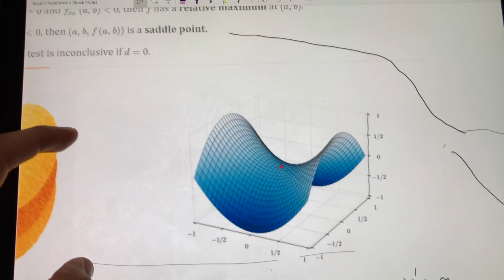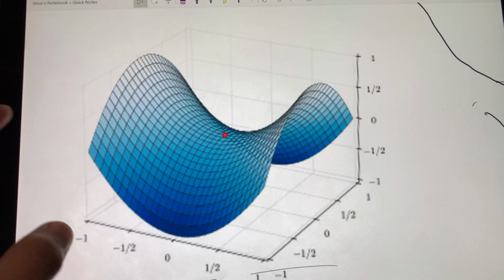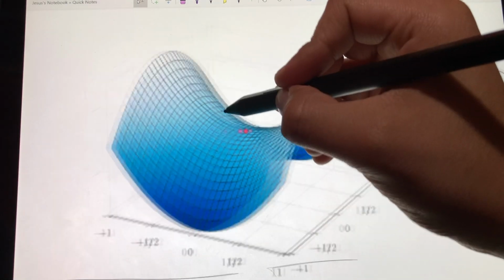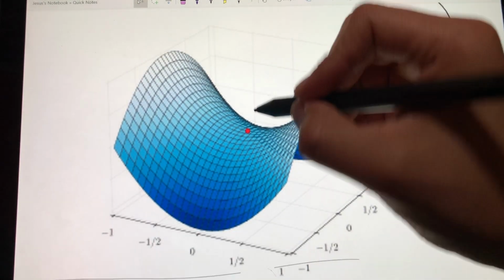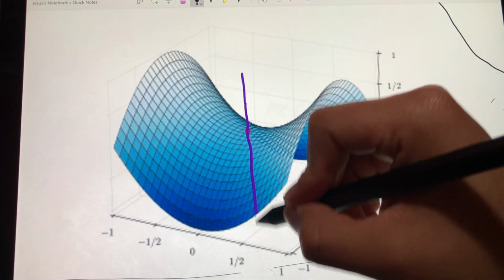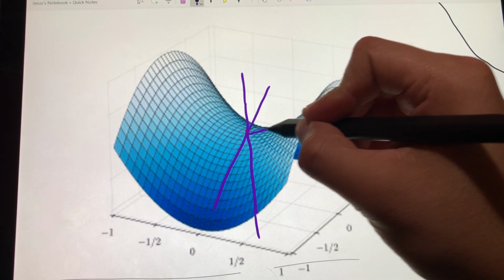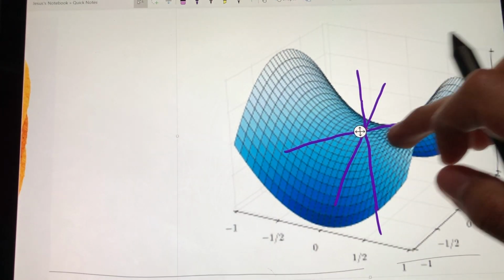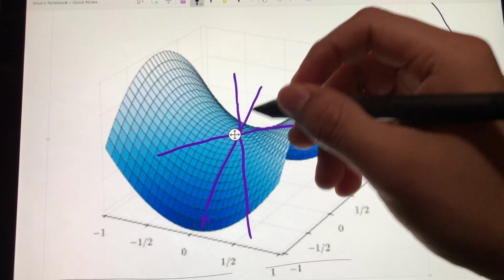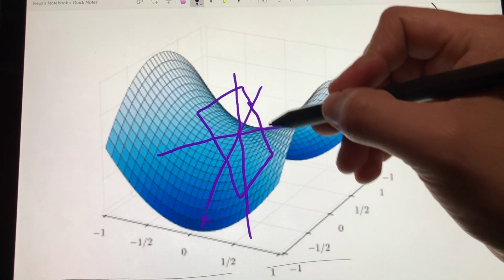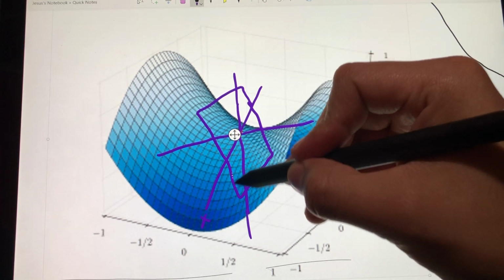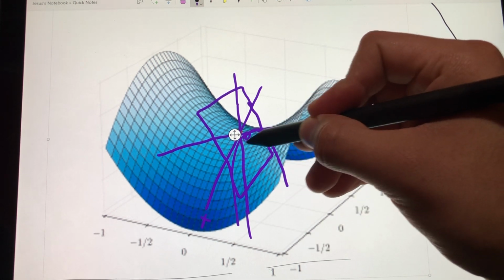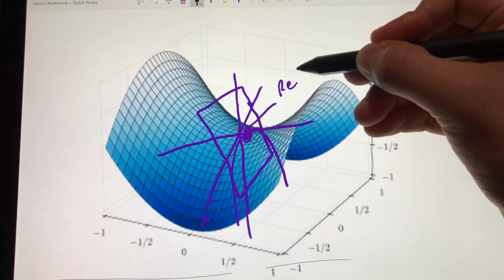Now I want to talk about the saddle point a little more, because it's kind of interesting in that it's neither a relative maximum nor a relative minimum. Let me just draw the 3D axes, the three dimensions. If we slice it along the x-axis, at this point we will see that there is a relative maximum.